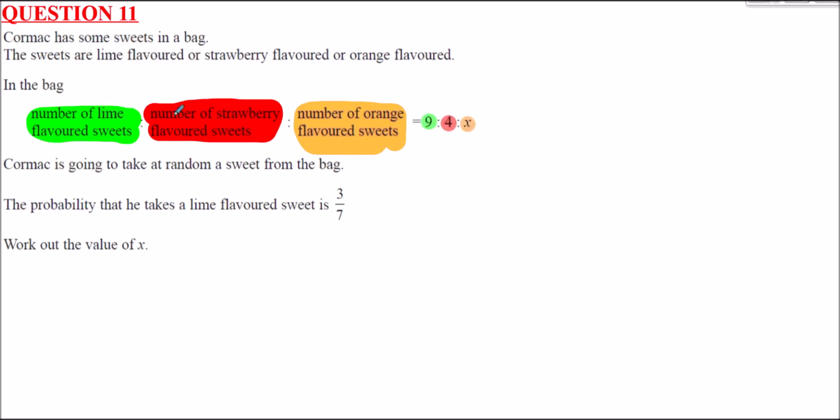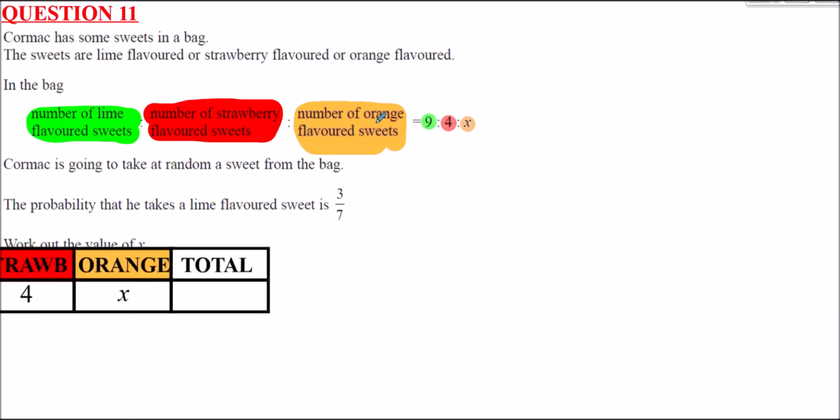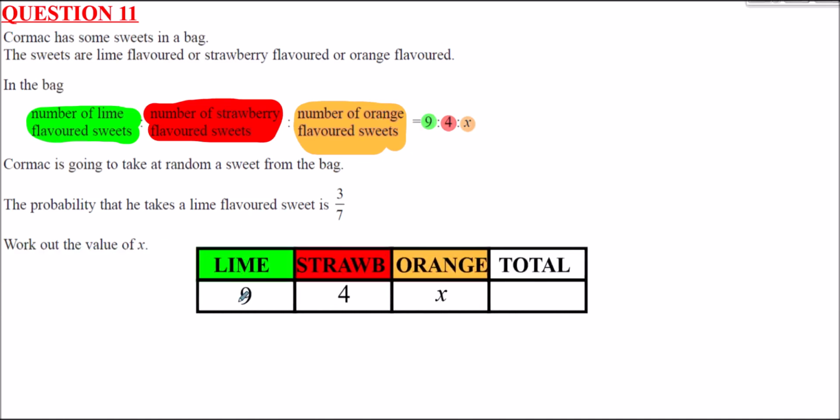What I would tend to suggest almost all the time for ratios is to do it in a ratio table. So lime, 9 lots, strawberry, 4 lots, and orange, x lots, and the total of all these was 9 plus 4 plus x. 9 add 4 is 13, so the grand total number of parts is 13 plus x.